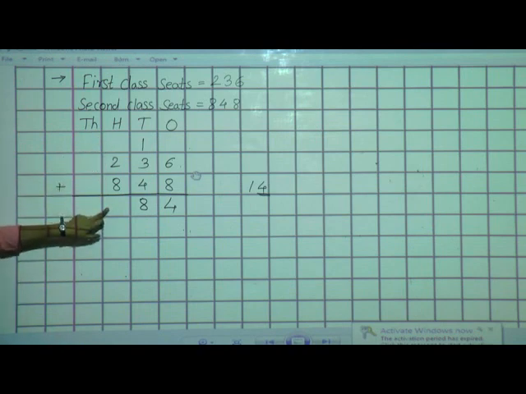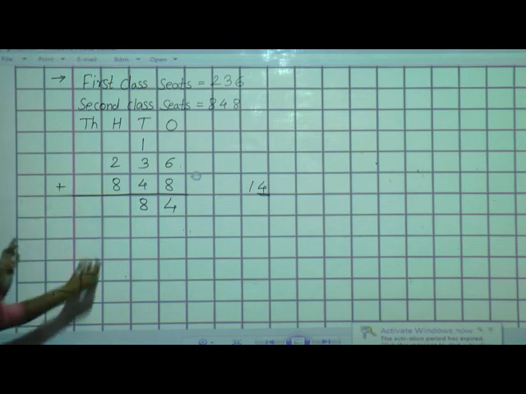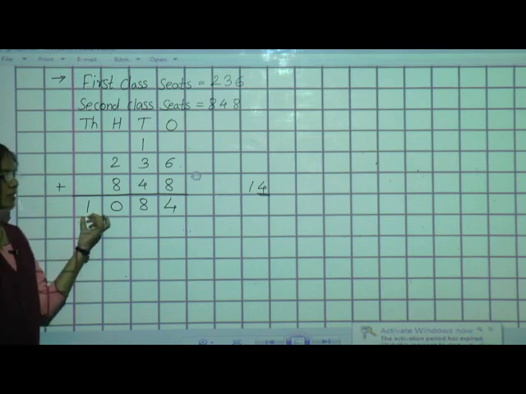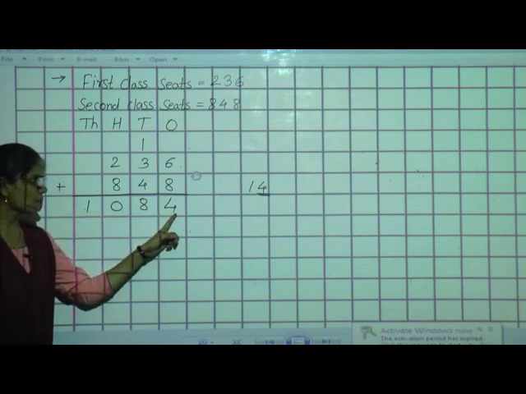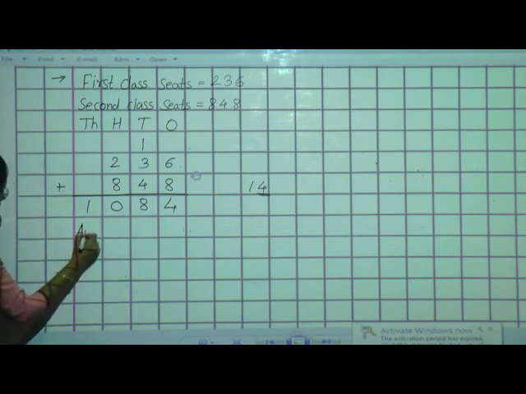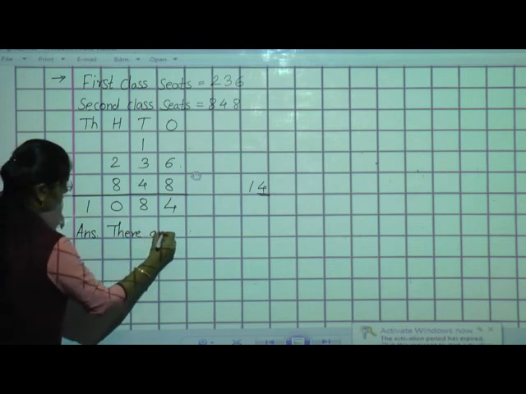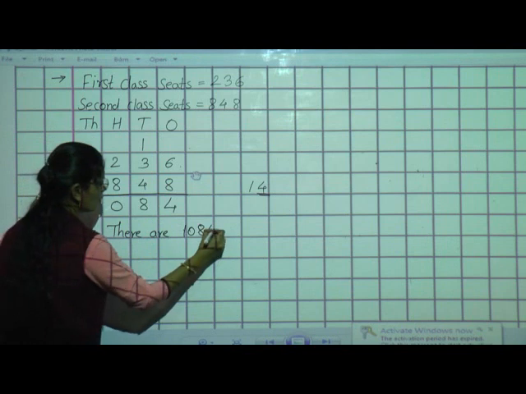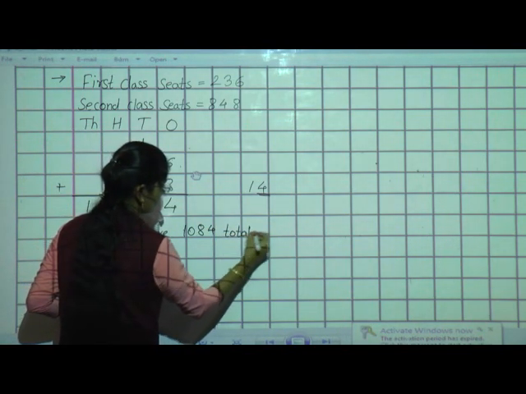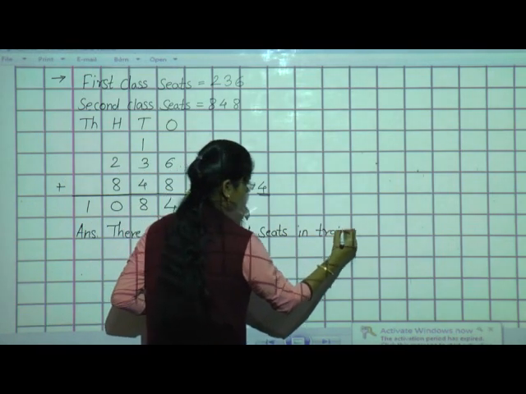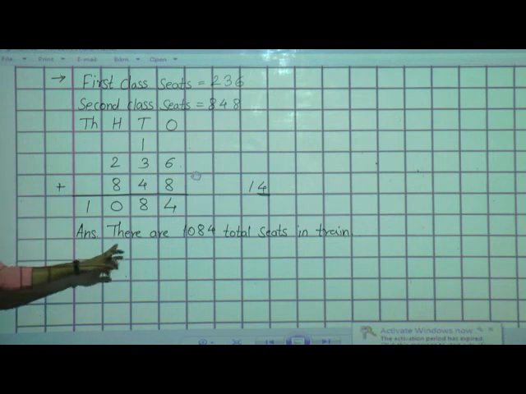Now see the hundreds place. 2 plus 8 is 10. So here 0, and here no numbers are there, so directly we can write 0 and 1 here. So what is the answer? The answer is 1084. So here we will write the answer: there are 1084 total seats in the train.